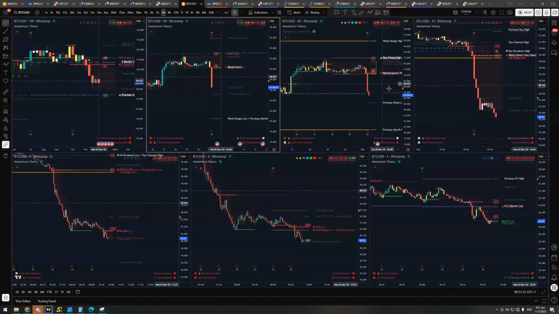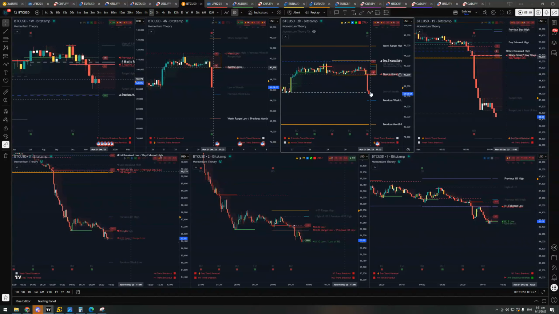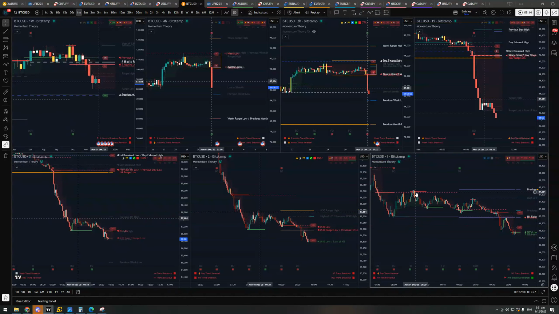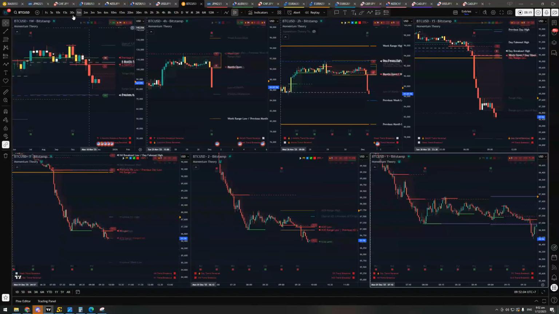So I started off with the M30, went up to the H1, H2, didn't have anything there. Maybe could have found something here if I dropped down to maybe the 15 seconds to see how that 15-minute bar is. Actually, let me do that.